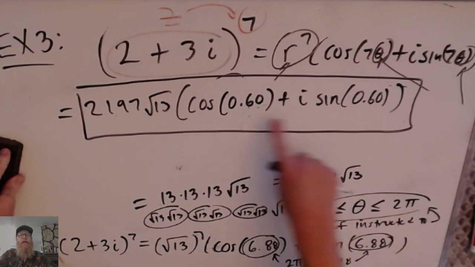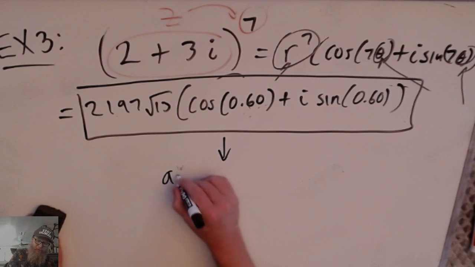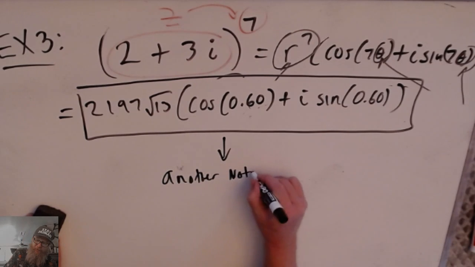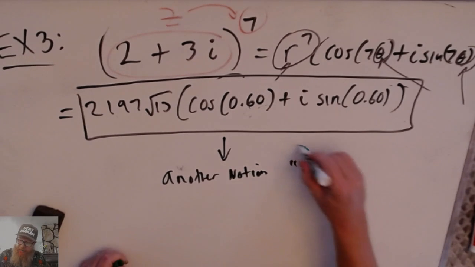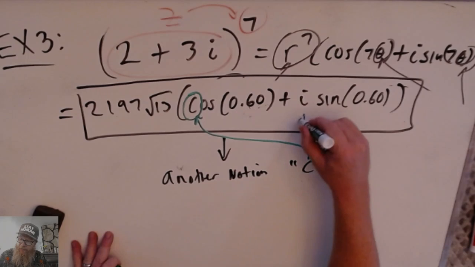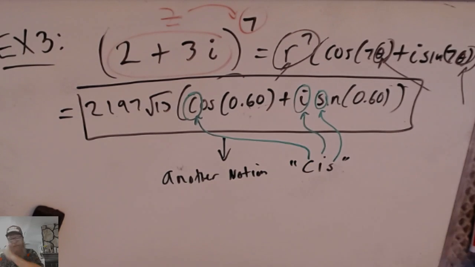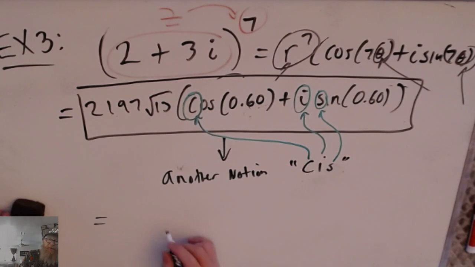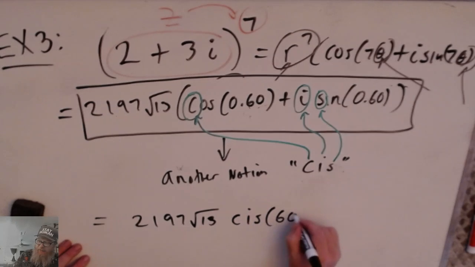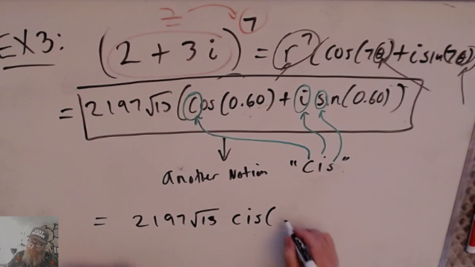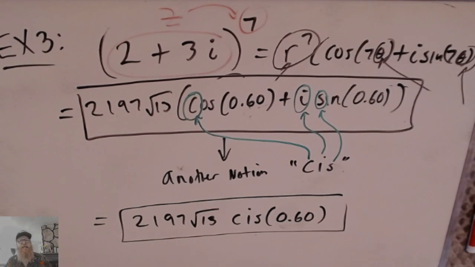Sometimes we like to change this abbreviation because this is a lot to write. Another notation is called CIS notation. C stands for cosine, I stands for i, and S stands for sine. You could write this as 2197 square root 13 CIS 0.6. This is what we call the CIS notation.